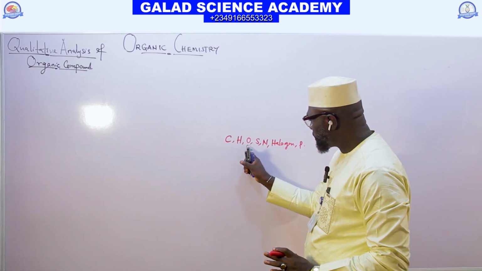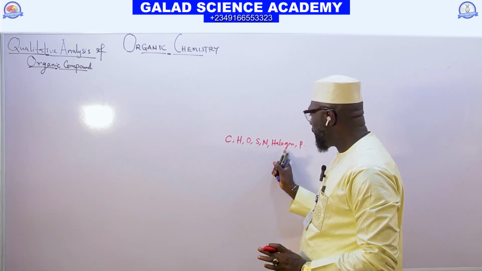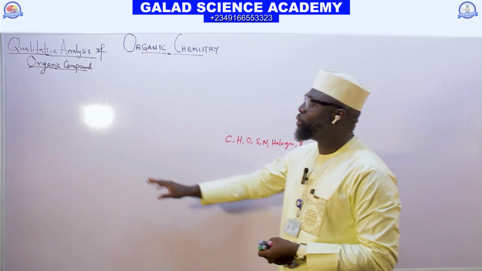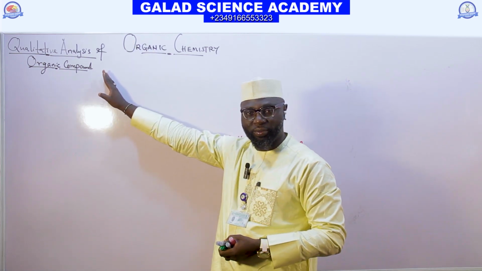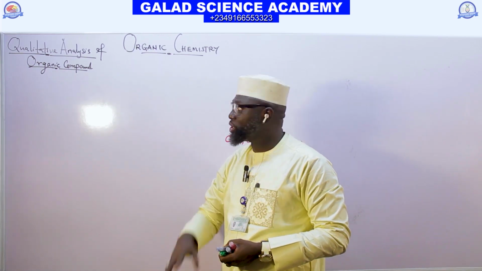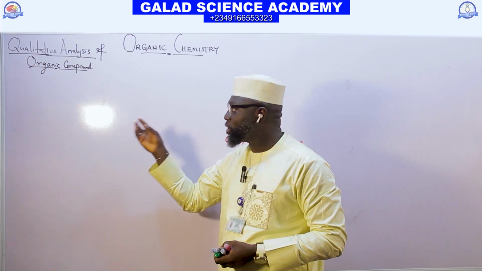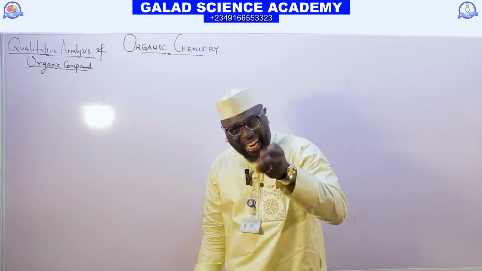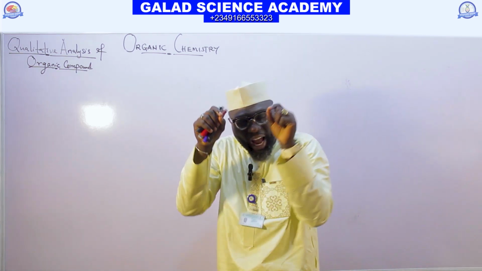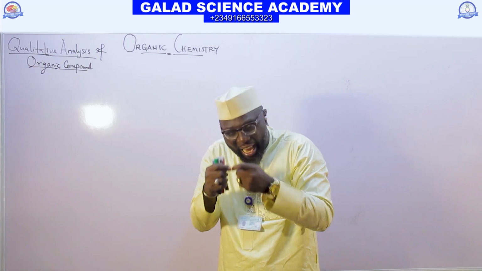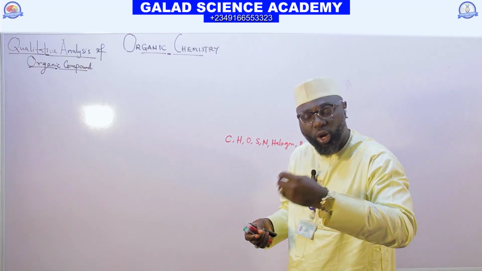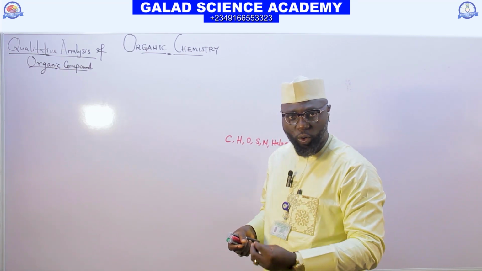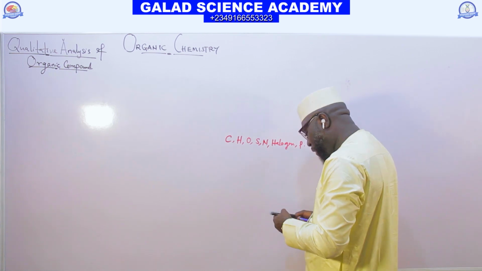All these, oxygen, sulfur, nitrogen, halogen, may be present. So this aspect of organic chemistry is a practical part of chemistry called qualitative analysis of organic compound. It is a method that involves the analysis of elements, how to determine the element that is present in a particular organic compound, or the functional group of the organic compound.